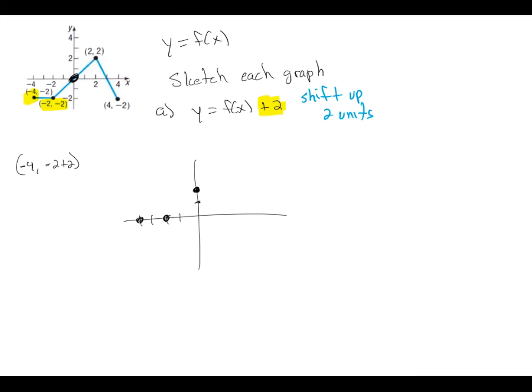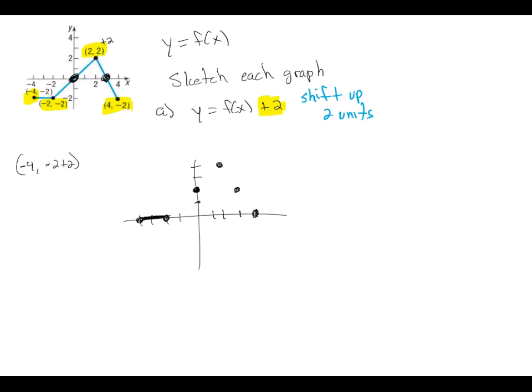And then again, just working from left to right, the next point is at 2, 2. Again, I'm going to add 2 to the y value. So that's going to take me to 2, 4. And then I have another x-intercept here at 3, 0. So at 3, 0, that's going to move up 2 units. And then last but not least, this point at -4, -2 is going to move up 2 units.